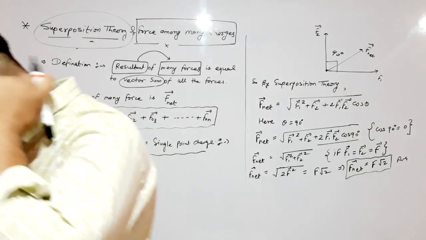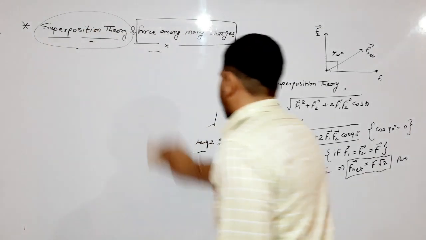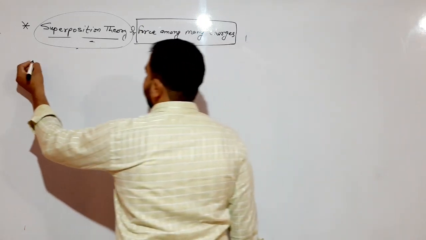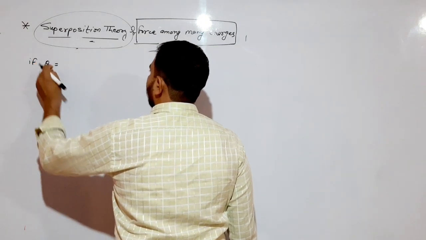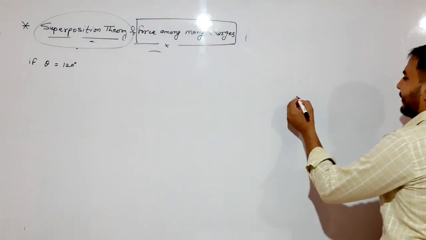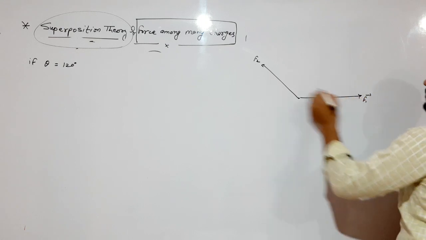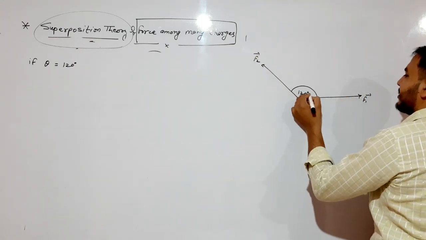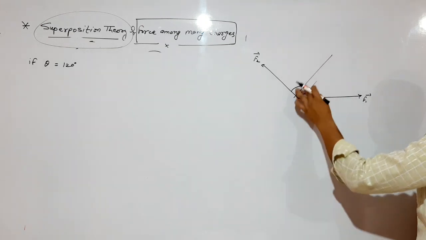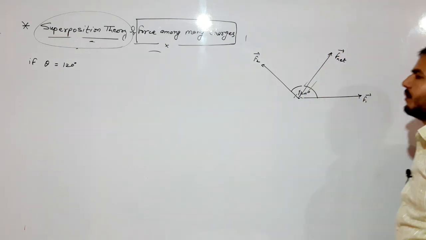In the next question, if the angle between the two forces is 120 degrees, let this be F2 and this be F1. The angle between them is 120 degrees. So what is the value of F net?